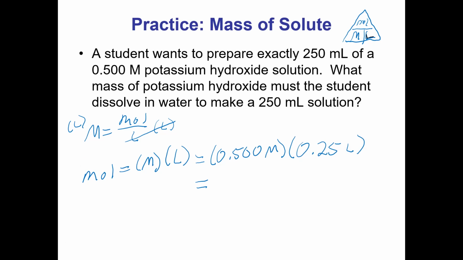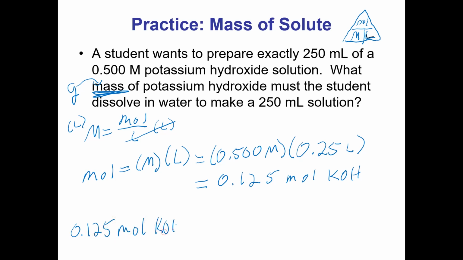So that comes out to 0.125 moles of potassium hydroxide that we need. Now the question asks us what mass of potassium hydroxide, and mass needs to be in grams. So we're going to take 0.125 moles of potassium hydroxide.